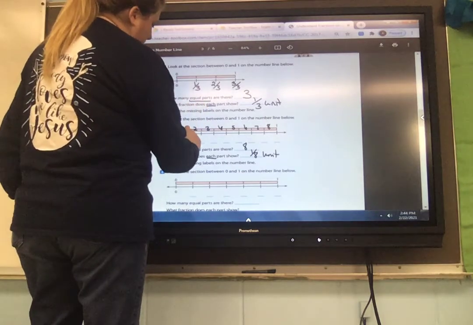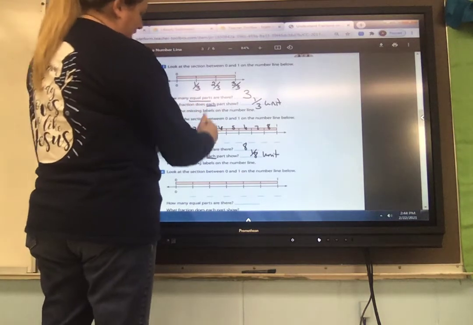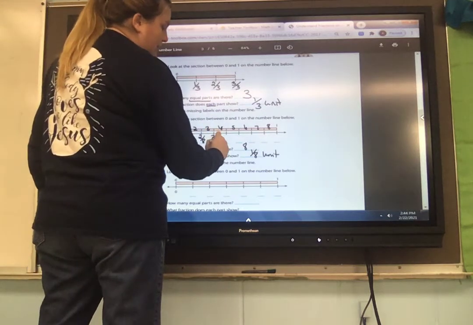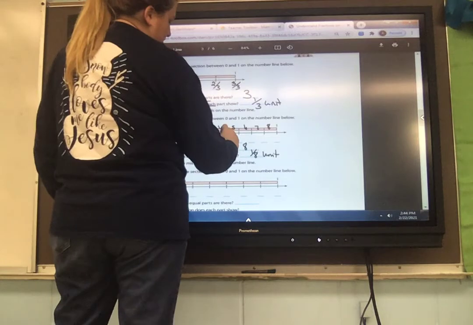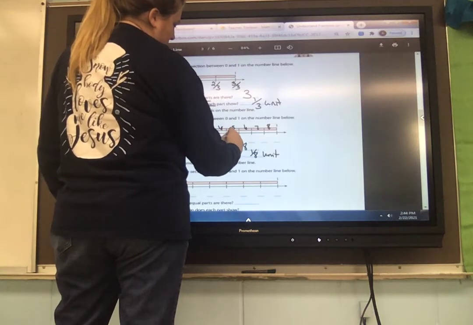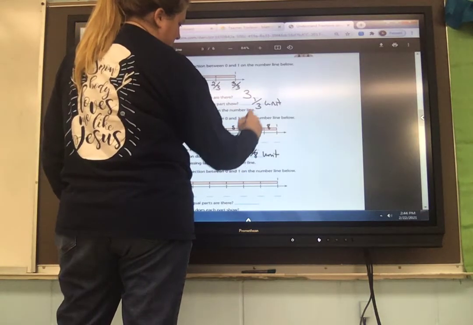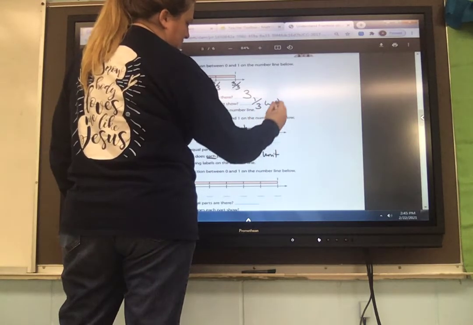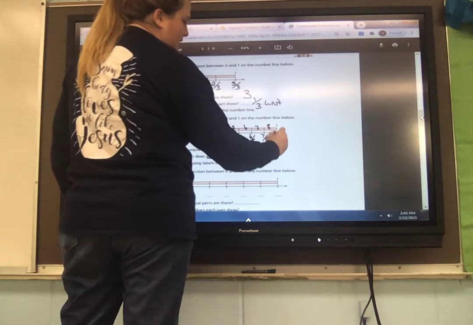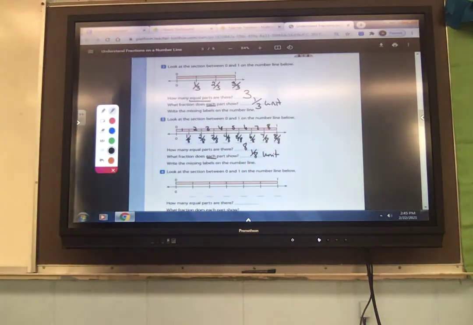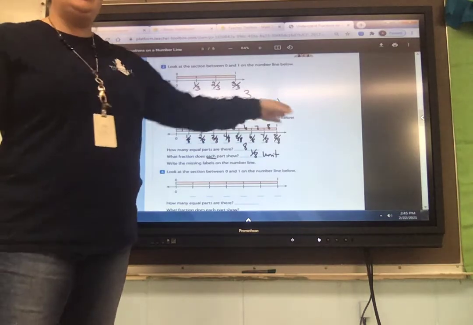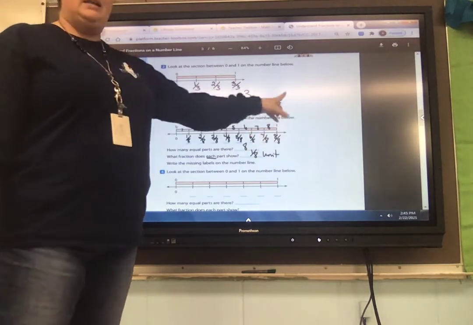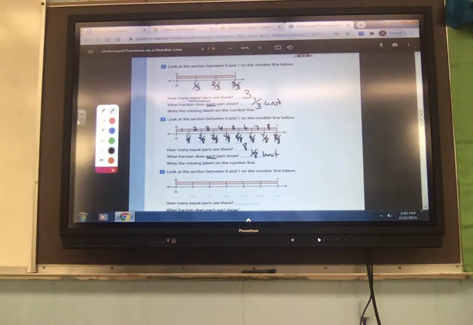One section would be 1/8. 2 sections would be 2/8. 3 sections would be 3/8, that's right. 4 sections, 4/8. 5 sections, 5/8. 6 sections, 6/8. 7 sections, 7/8. And 8 sections, or my whole number, would be 8/8. We're just adding a unit fraction each time. 1/8, 2/8, 3/8, 4/8, 5/8, 6/8, 7/8, and then 8/8 gets us to the whole number.